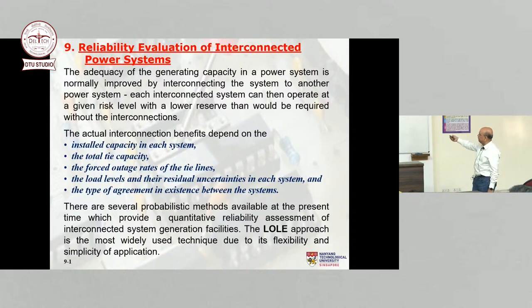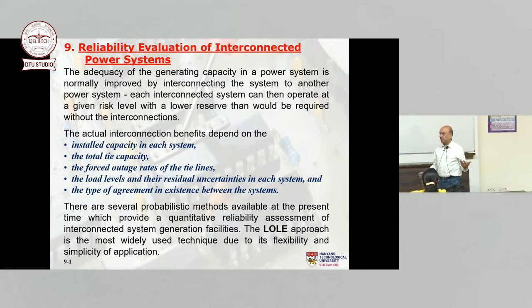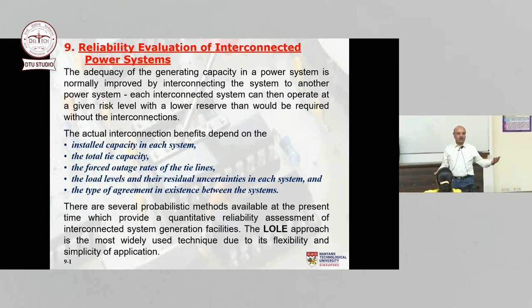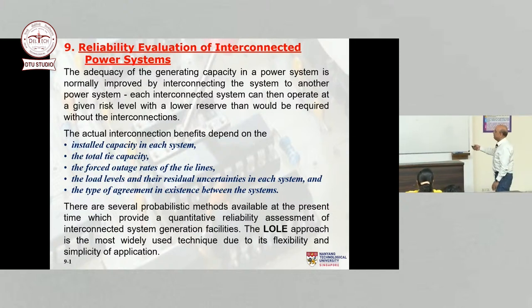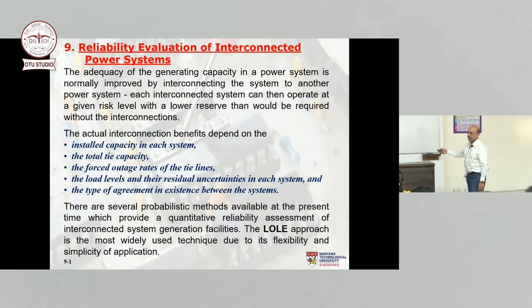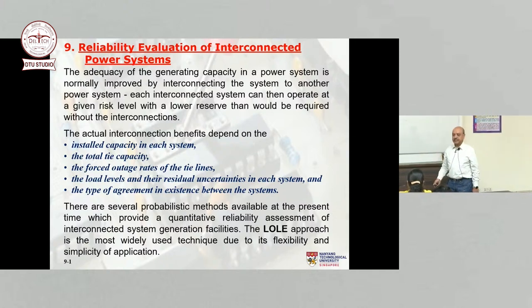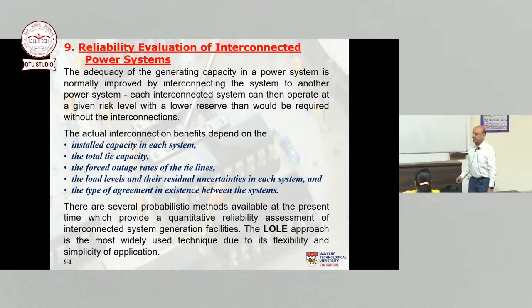So the actual interconnection benefits depend upon some of these factors. The installed capacity in each system. If my system is 10,000 megawatt, and the neighboring system is only 100 megawatt, I wouldn't expect a lot of support from the neighboring system. So the installed capacity is quite a factor. The total tie capacity; tie means the transmission line or the cable between the two systems. The capacity of that is limited, like I said, 500 megawatts in this case. It could be lower, it could be higher. So the tie capacity is another factor.